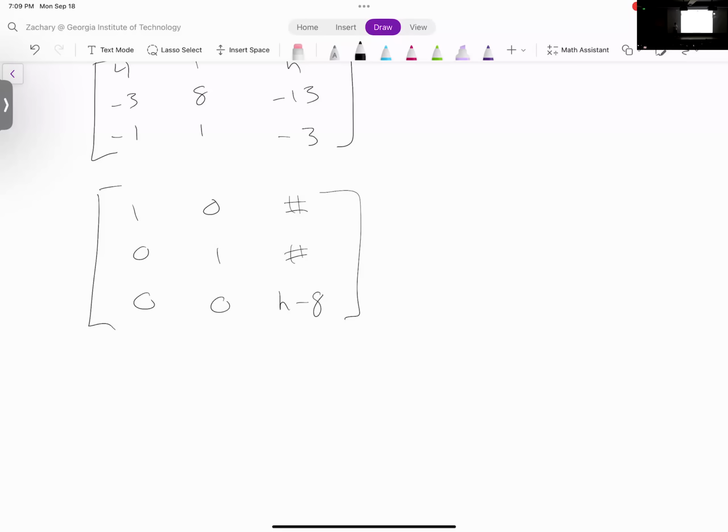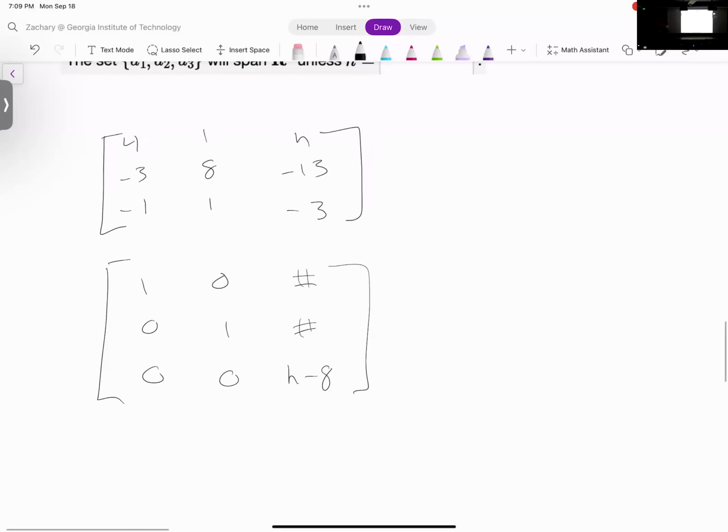Say it's like a 3D object, like all of R3. Spanning R3 means between these three vectors at the top, if H is not 8, you can combine these three vectors to get any other three-dimensional vector. Does that make sense? And that's if H is not 8. If H is 8, then we can only get as much as we can with these two vectors. Does that make sense?